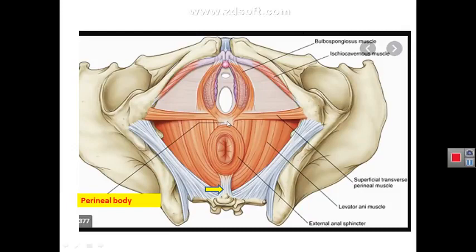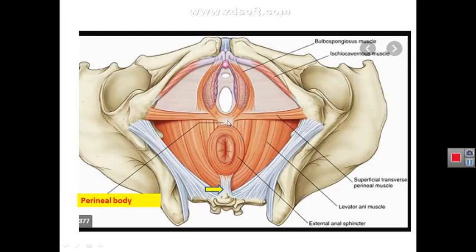First, there is a fibrous nodule here, which is very important. This fibrous nodule lies just behind the imaginary interischial line. This fibrous nodule is called the perineal body. You can see that the perineal body lies about 1.25 centimeter in front of the anus, and it is behind the vagina in female. What is the importance of this perineal body? The perineal body provides attachment for many muscles here in the perineum.